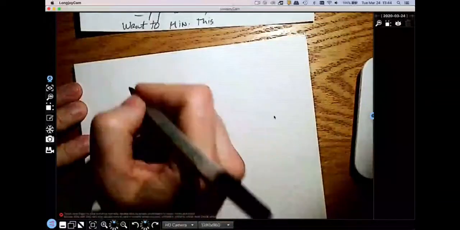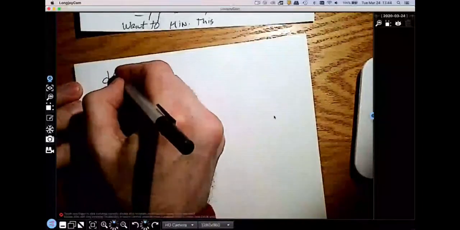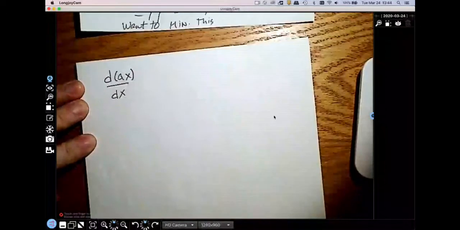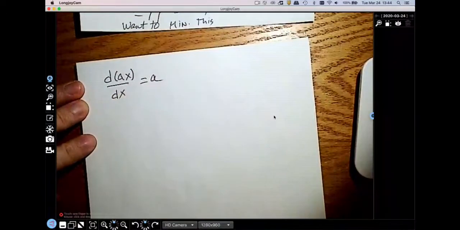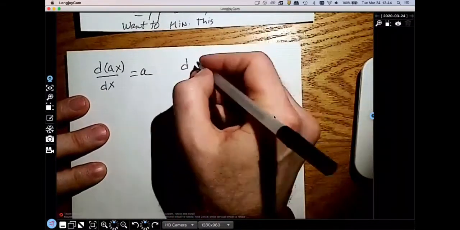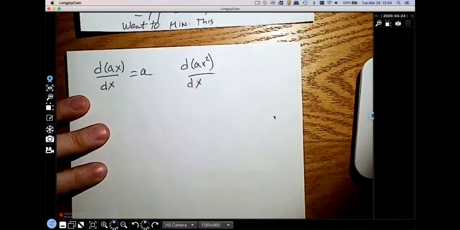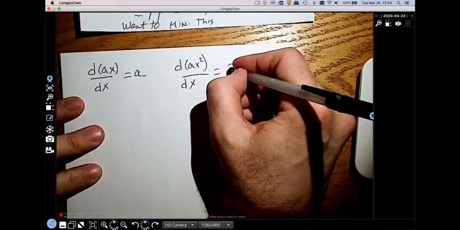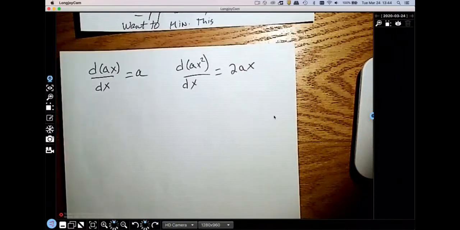And so the basic calculus is this. Let's say I have some function a times x, and I want to differentiate that with respect to x. So what is the derivative? Well, it's just a. Likewise, what if I had a function like ax squared, and I want to differentiate that with respect to x? Well, that's just 2a times x.